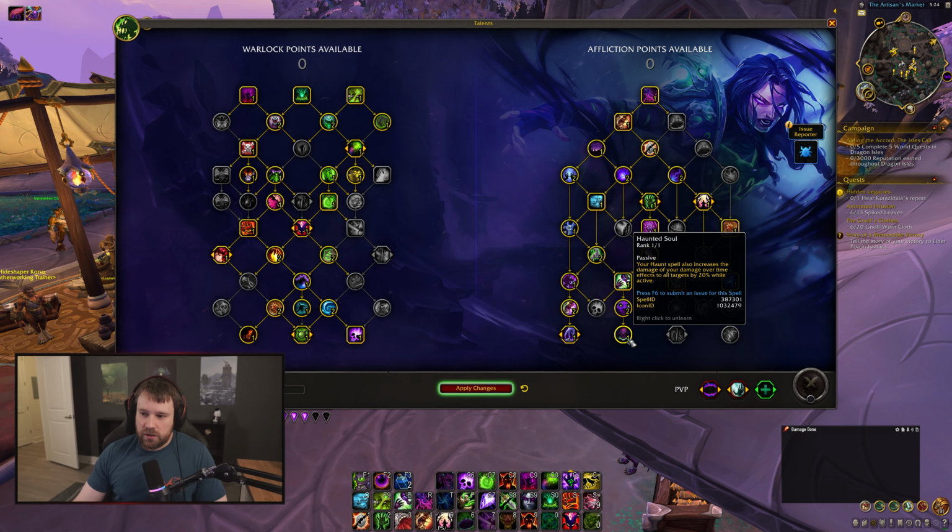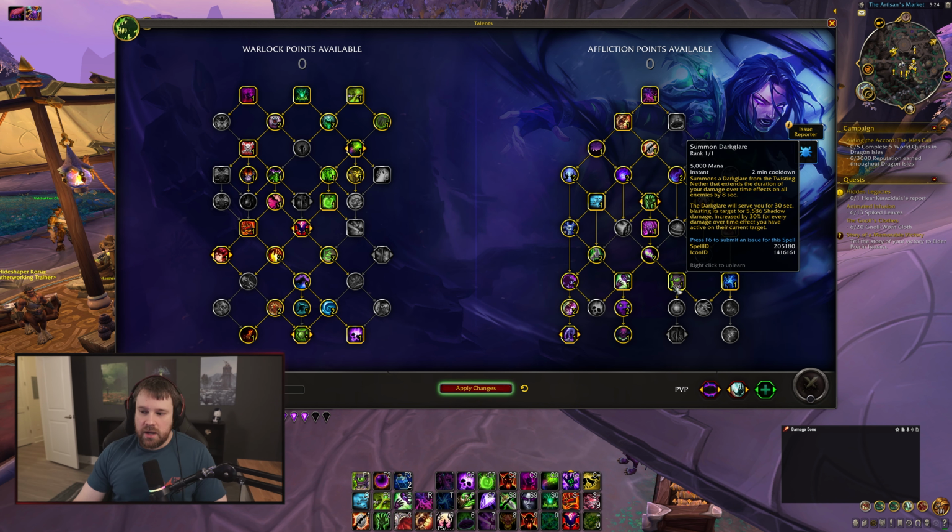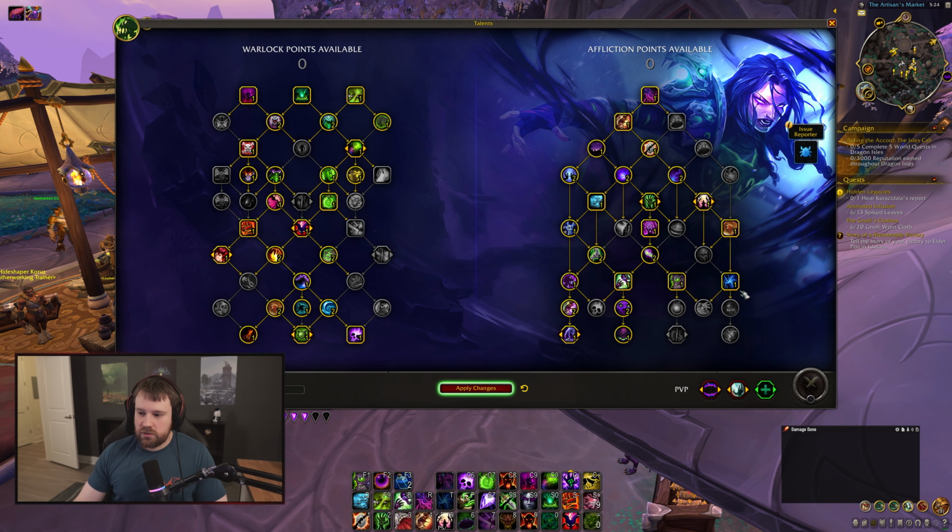Because you basically want Haunted Soul, Haunt. You want this whole row for sure. And Dark Lair is buffed. You pretty much want Dark Lair, right? So I said, let's pull Crescendo and see what Soul Rot gives.